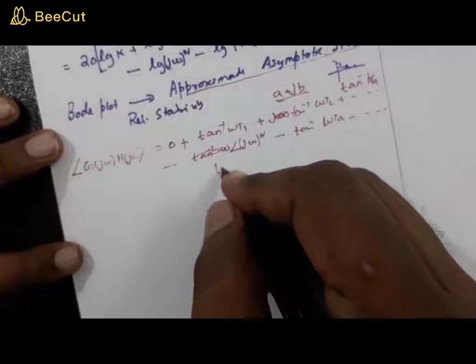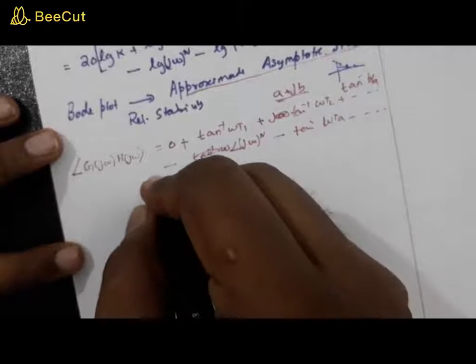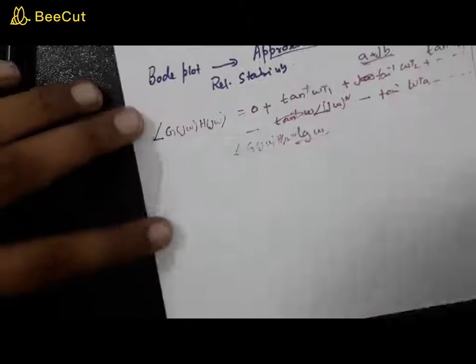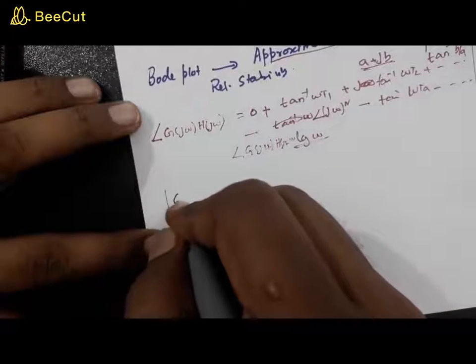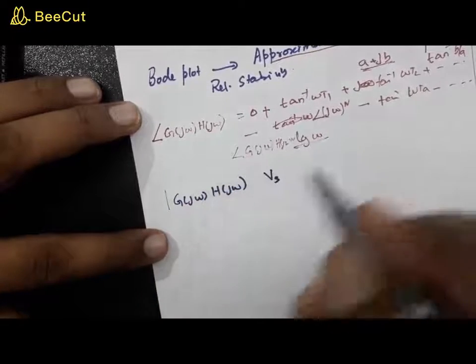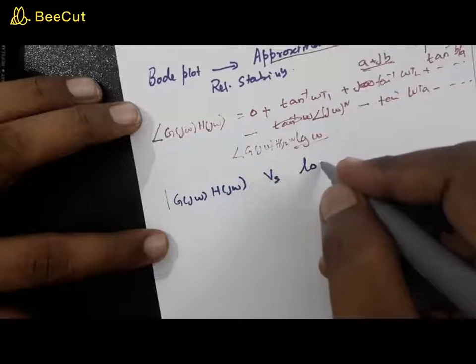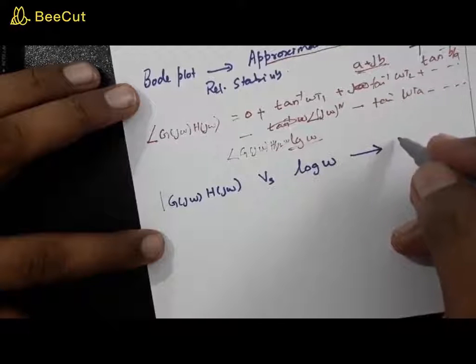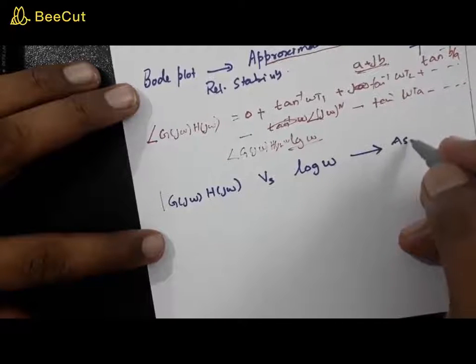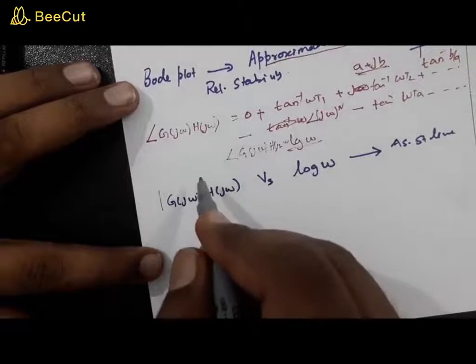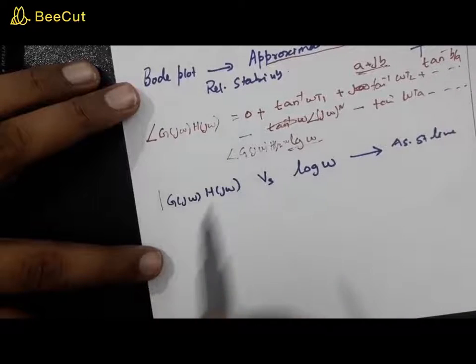This also you can plot with respect to the logarithm of frequency, so the angle of G(jω)H(jω) versus log of ω. So you have got this magnitude of G(jω)H(jω), and using this you can have the plot with respect to ω, and this is just an approximated straight line. This will be drawn as an asymptotic straight line. We are interested only in the variation of this, not in the exact value. You will understand it later.